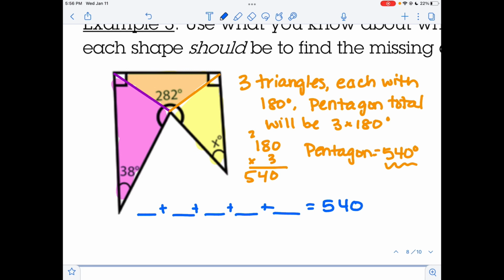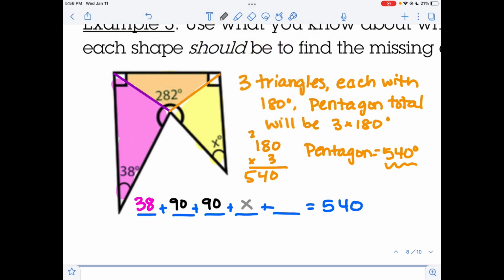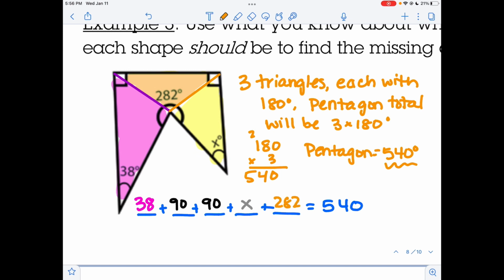So let's look and see what we have. In that pink triangle, I see a 38, so I'll put 38. Then if I go above that, there are 2 90 degrees. They're not in one single triangle, but there are 2 boxes. I do see an X in the yellow triangle, and then there's a 282 in the orange one. Let's write that a little bit better. 282.